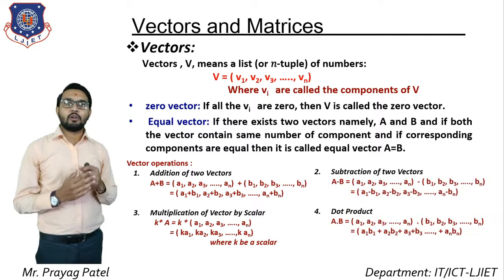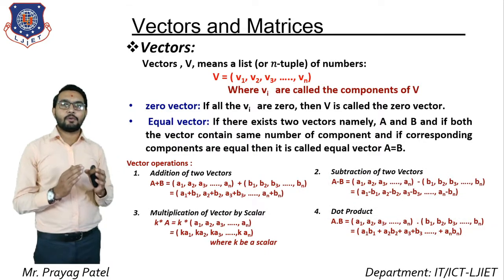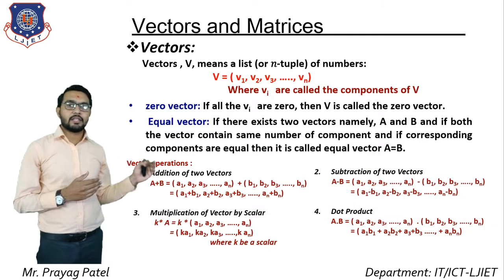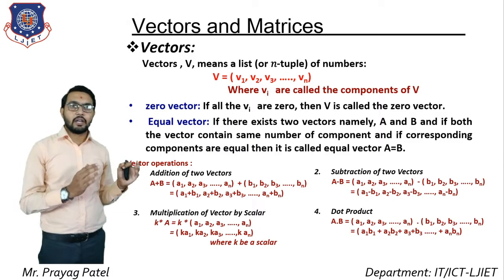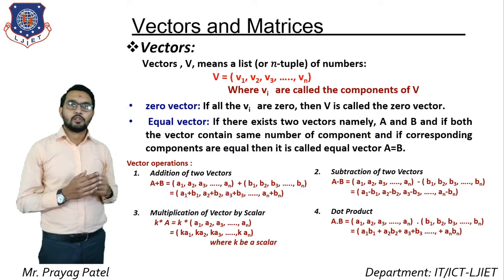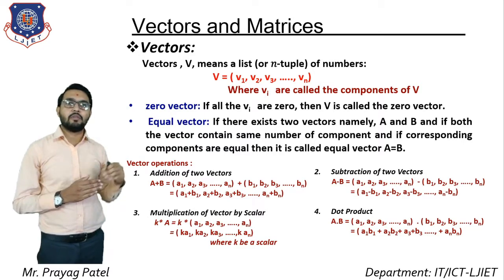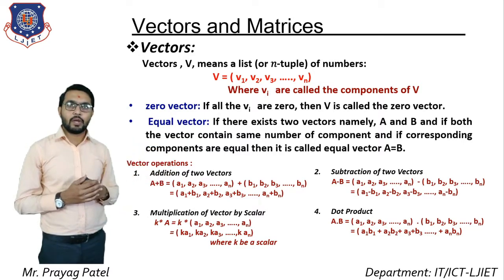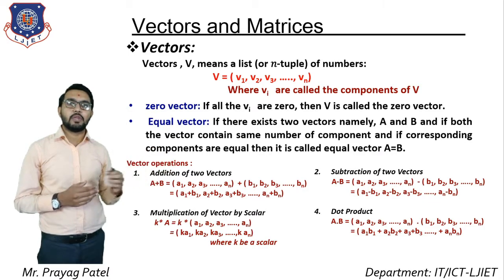Now the second operation is the subtraction of two vectors. So subtraction is A minus B. Consider A1, A2, A3 up to An minus B1, B2, B3 up to Bn. So the final result is A1 minus B1, then A2 minus B2, up to An minus Bn.